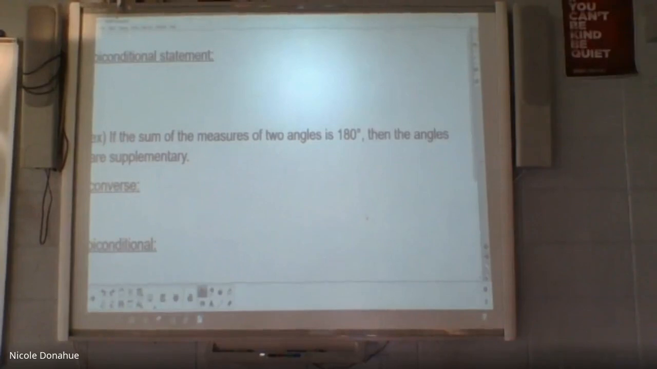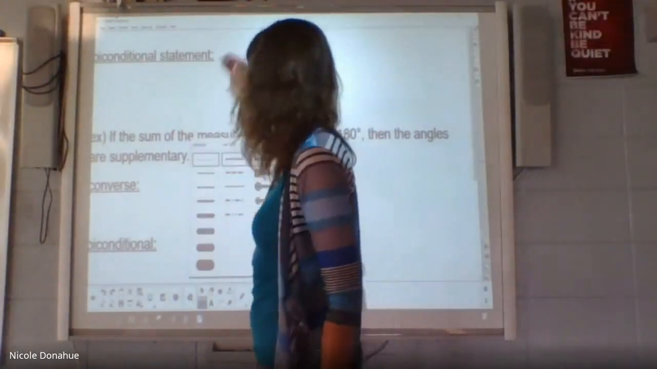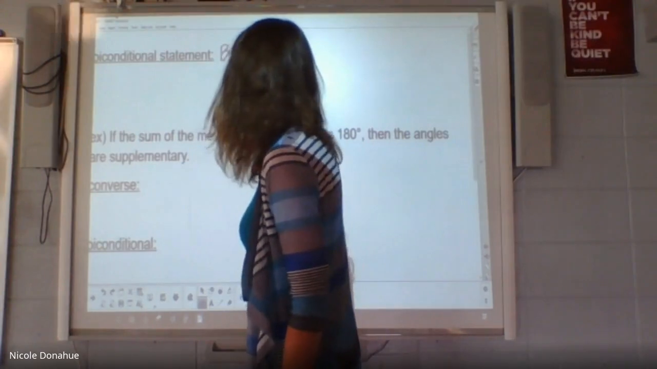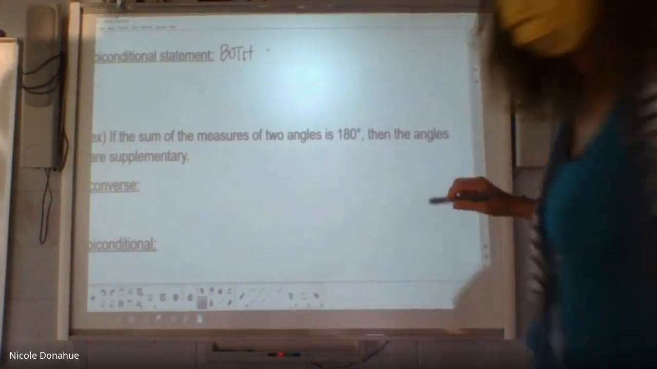And so to write something as a biconditional is just, for whatever reason, tough for students to grasp, why you would do that or how to do that. So in a biconditional statement, both the conditional and the converse are true. So write that first. This has to be true about a biconditional statement. So both the conditional and converse are true.